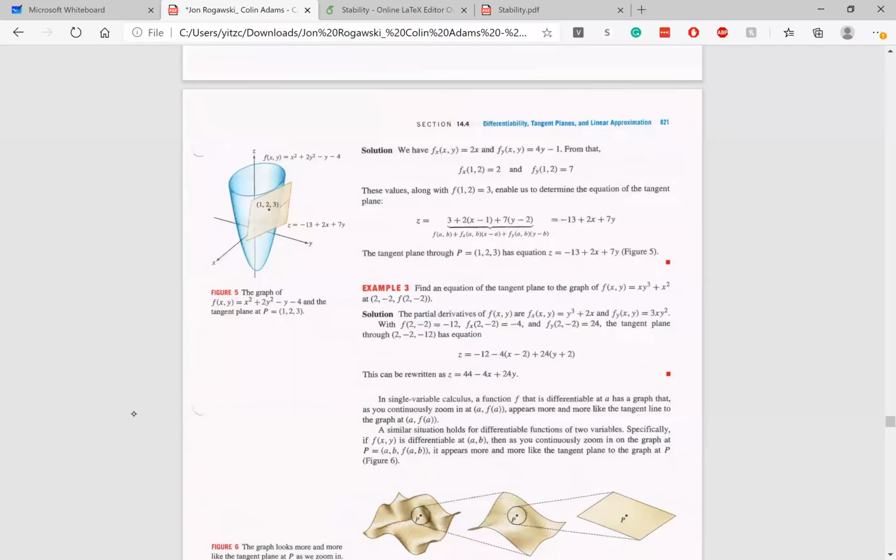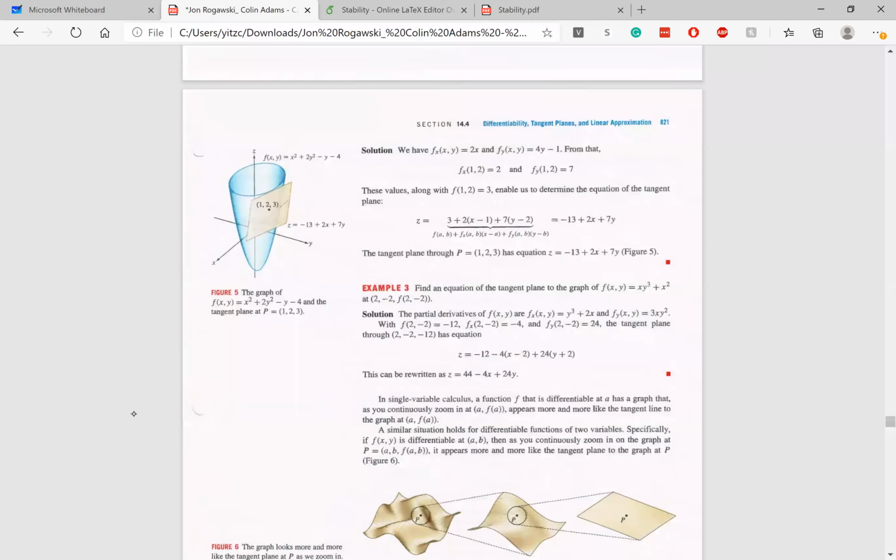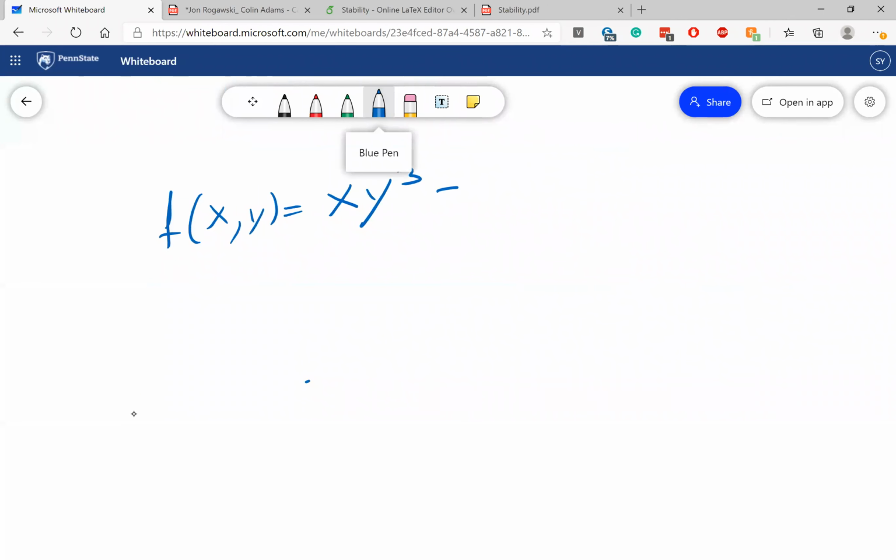They ask us to find an equation of the tangent plane to the graph of f of x, y equal to x y cubed plus x squared at the point 2, -2, and f of 2 comma -2. So it's useful to figure out what this point actually is.